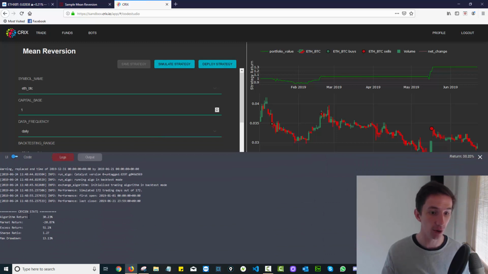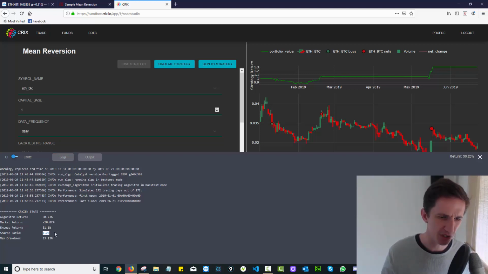It's saying that this algorithm returns 30%. The market made a loss of 20%. Now this is really interesting because what that means is if I had bought and held crypto and moved with the market, I would have lost 20% of my capital. Had I actually deployed this strategy over here, this mean reversion strategy, I would have made a gain of 30%, meaning that I beat the market by 51%.